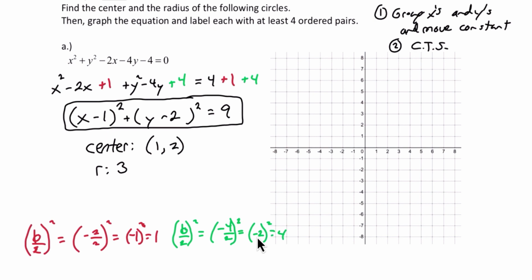From here, we can graph. The center is at 1, 2. We can get 4 additional points by going up, down, left, and right, 3 units for the radius. So up 3, right 3, down 3, and left 1, 2, 3. Then connect them in a circle. And we've got our graph.